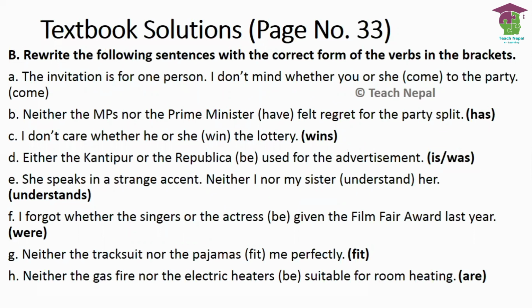Everyone, you could see it here. Rewrite the following sentences with the correct form of the verbs in the brackets. The invitation is for one person. I don't mind whether you or she come to the party.